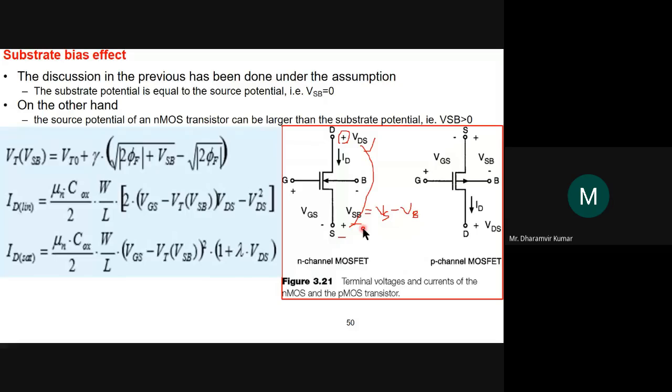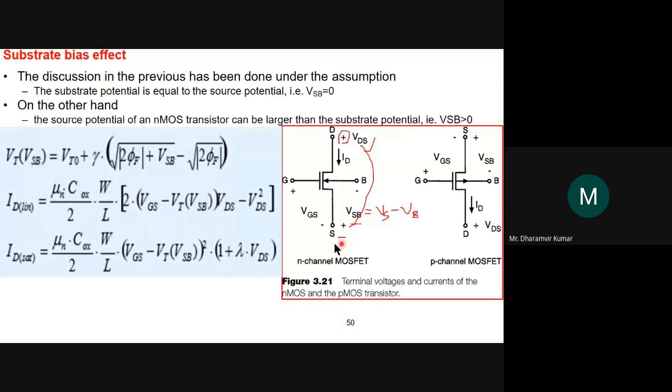Okay, so this should be clear. Most of the time we will be dealing with N channel MOSFET, but many a times you will see P channel MOSFET also. And the two things are complementary to each other.